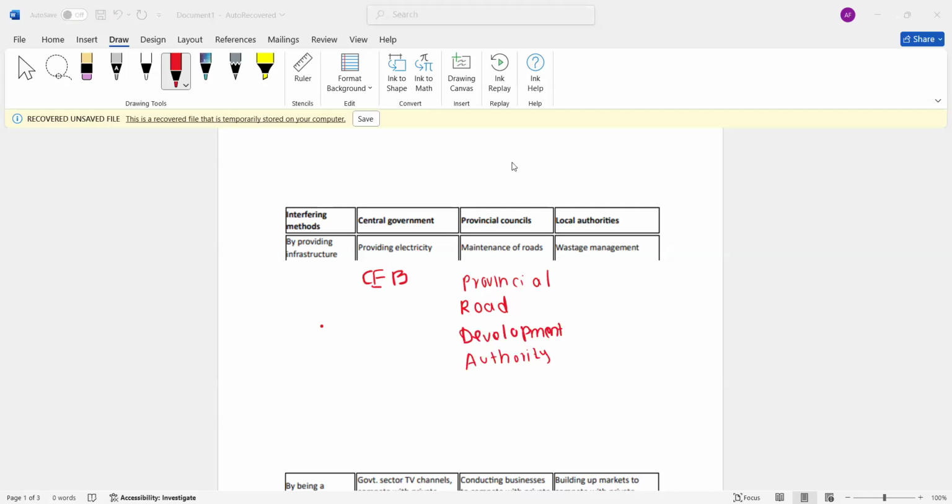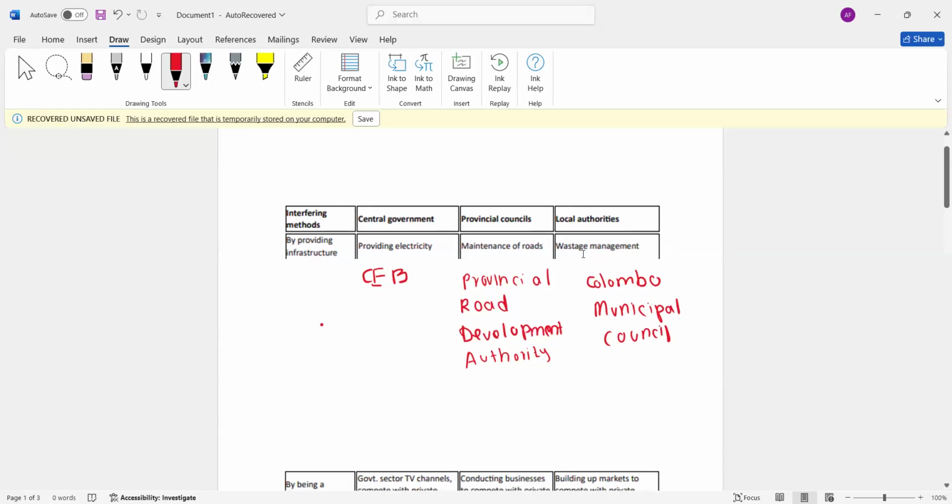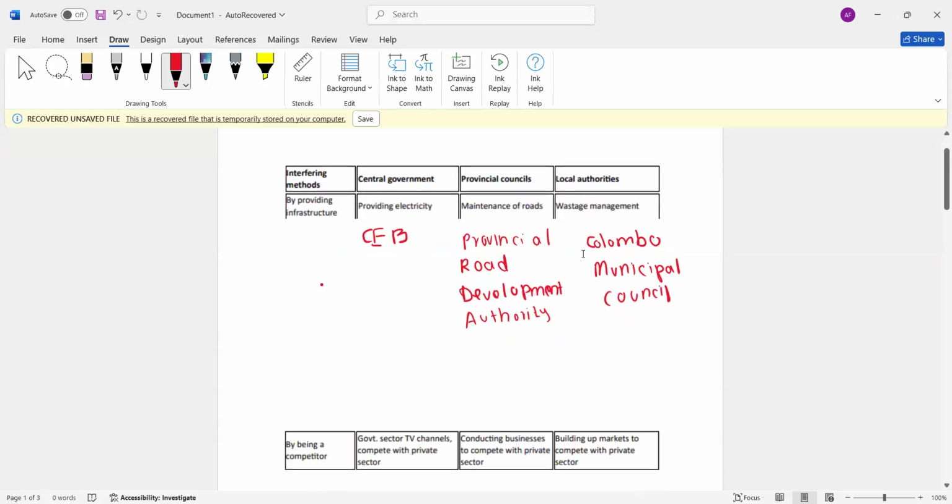RDA, good, Road Development Authority. And then local authorities. What is the infrastructure activity they are doing? Managing waste. You have the Colombo Municipal Council, right? One example. They do that for Colombo. Municipal Council. Okay, I will send this. You can write it in your book. I will also send this later.